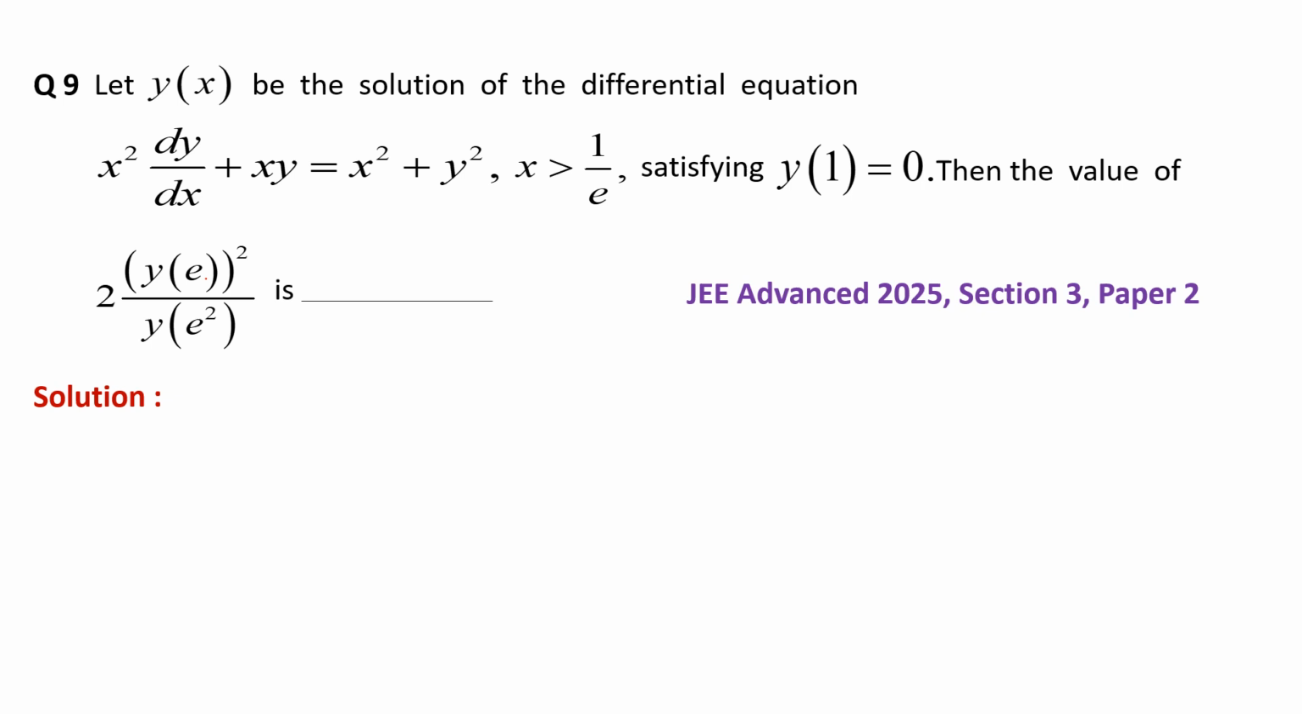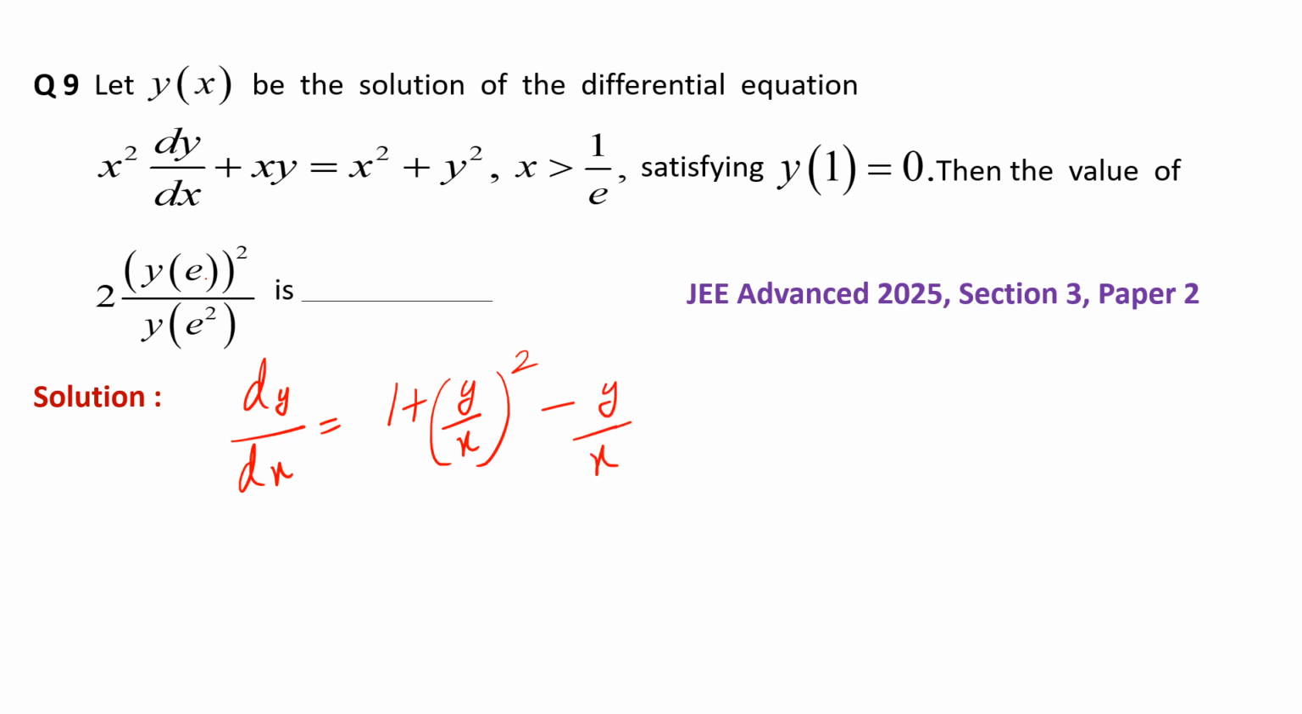homogeneous type. So now when I divide the entire differential equation by x square, then I get dy by dx equal to 1 plus y upon x whole square minus y upon x.